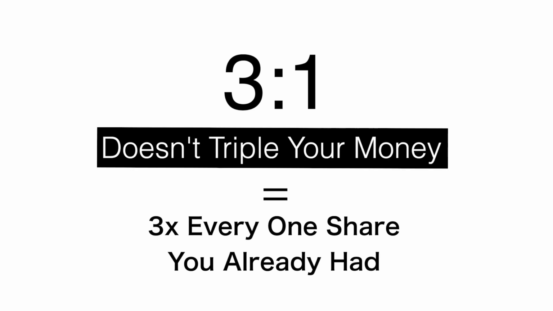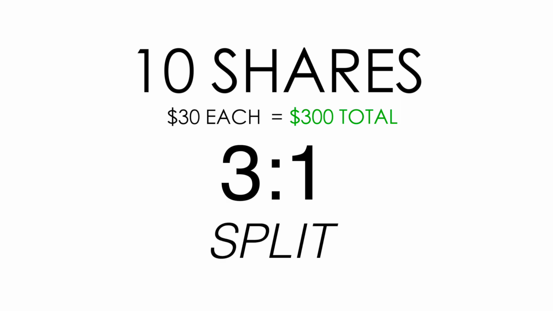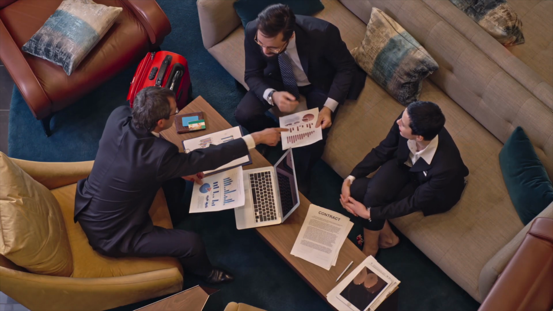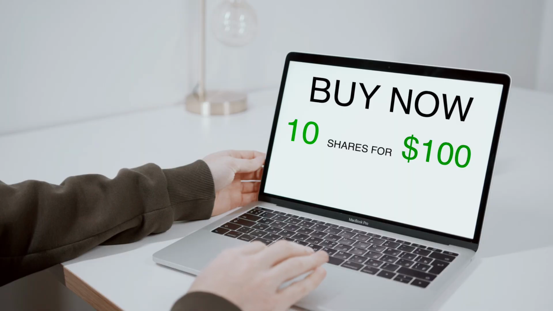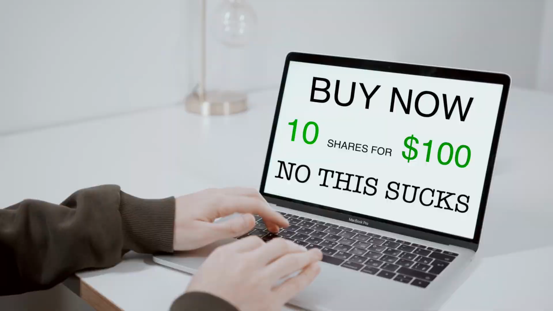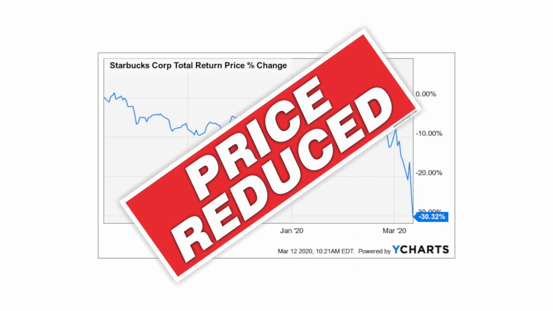For a 3-for-1 split, the price of 1 share of the stock will be divided by 3. So if you had 10 shares of a $30 stock, meaning you had $300 worth of this stock, and it had a 3-for-1 split, you now have 30 shares of a $10 stock, which is still $300. So why does this happen? Well, most traders feel more comfortable buying 100 shares of a $10 stock than 10 shares of a $100 stock. So companies do forward splits to reduce their prices to more trader-friendly prices.